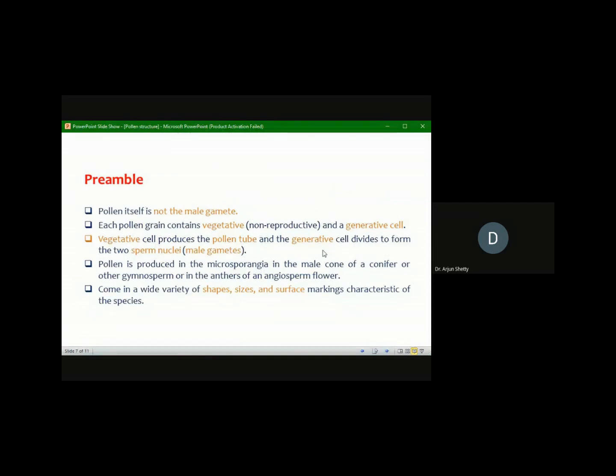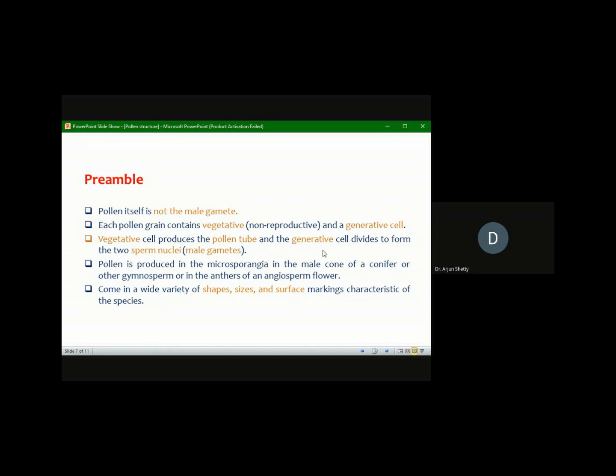about the pollen structure. As we already know, the pollen grain itself is not a male gamete because it is only the precursor. We can broadly say it is a precursor because this particular pollen undergoes the mitotic division, pardon the mitotic division, and leads to the formation of the generative cell. Another one is the vegetative cell.